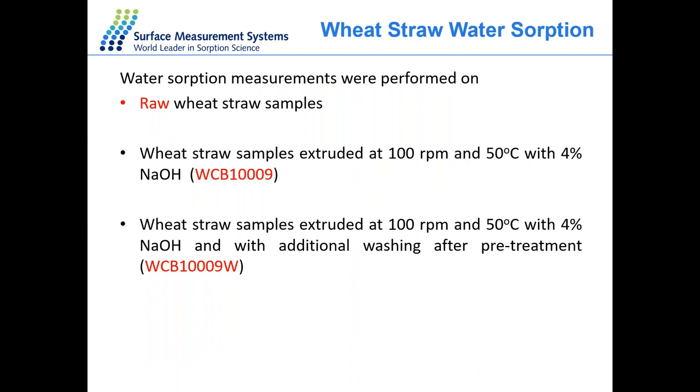So another couple of examples of applications that we can do with DVS, staying with water absorption for now. For the main application, we can have a comparison between the same material with different treatments. So we have wheat straw here, and we're going to compare raw material and then material that has been extruded at 100 RPM at 50 degrees Celsius and treated with 4% sodium hydroxide. After that, we're going to compare it with the same type of data, but after an extra additional washing as pre-treatment.